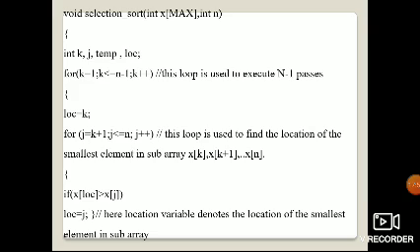Log is equal to j. Here the location variable denotes the location of the smallest element in the subarray. Where the smallest element is, that position will be stored into the location. If the condition is true, it has to come into the if loop. Again, the location of the smallest element will be stored into the location.